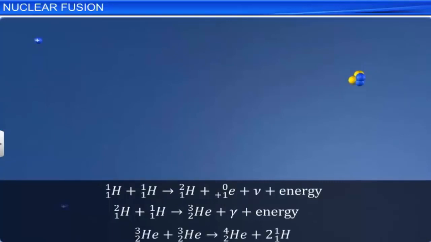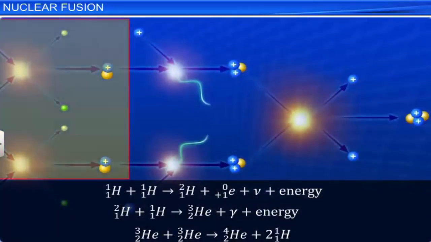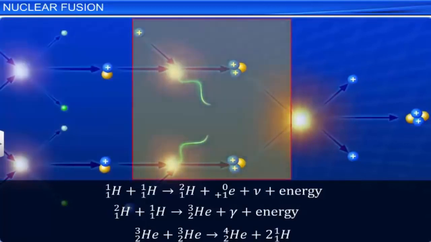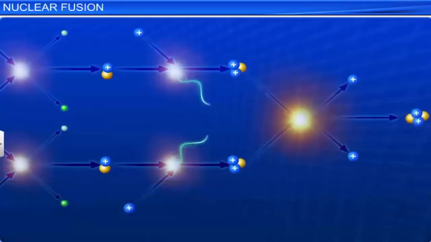For the last step to occur, the processes represented by equations 1, 2 must occur twice. The net effect of the above multiple step process is that 4 hydrogen nuclei fuse together to form a helium nucleus releasing 2 positrons and gamma particles along with energy equal to 26.7 million electron volt.